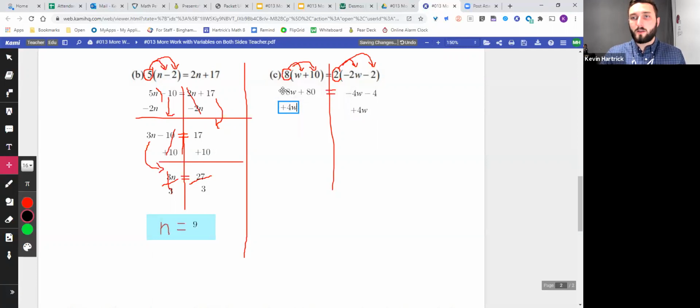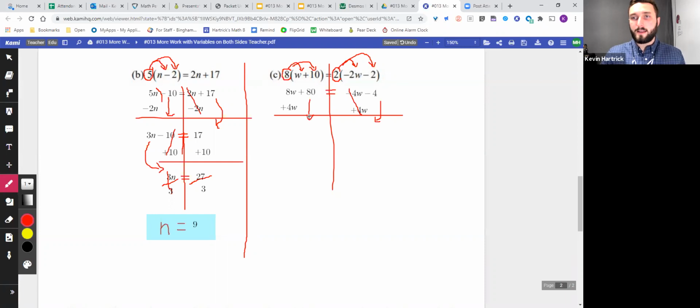So in order to do that, we have to make sure that we get rid of the W's over here by doing opposites, because opposites cancel each other out. So again, these cancel each other out because they're opposites. All I have left on this side is my -4. This 80, nothing's happening to it quite yet, so I'm just bringing that down.